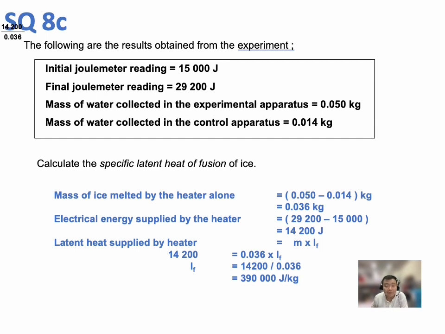Next, figure out what is the amount of energy provided to melt this ice. So use subtraction again between the two joule meter readings to get you 14,200 joules of energy supplied. So use the latent heat equation where Q equals m times small l_f, and plug in the values accordingly. You will be able to calculate the specific latent heat of fusion of the ice.